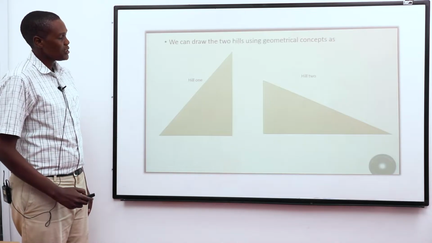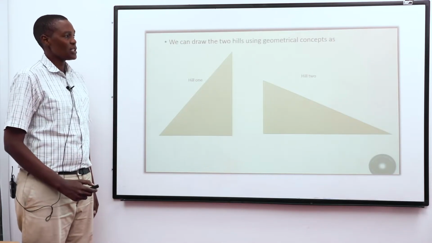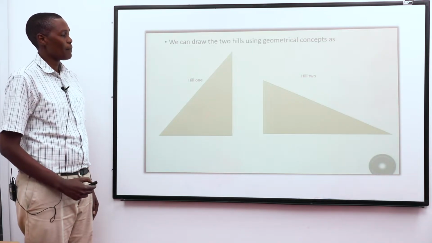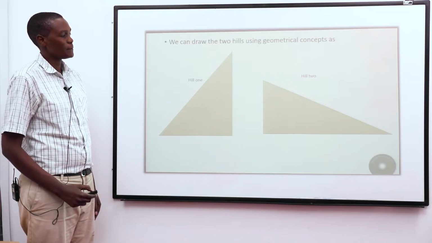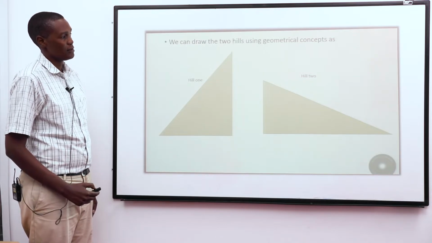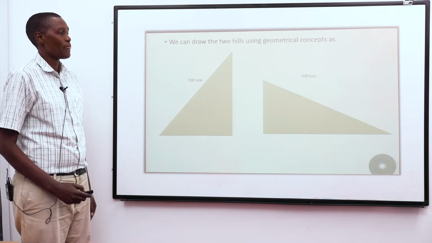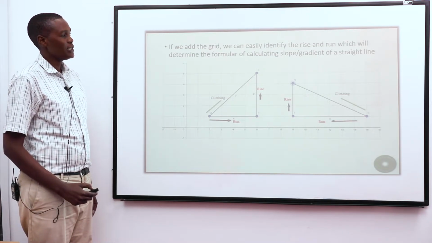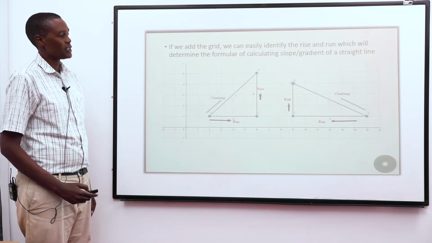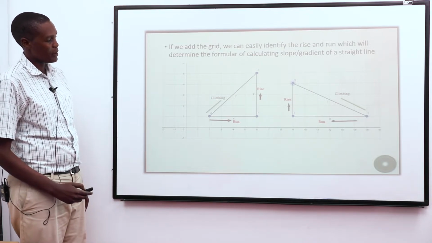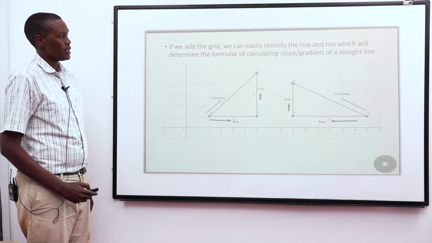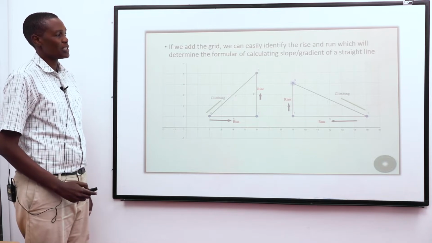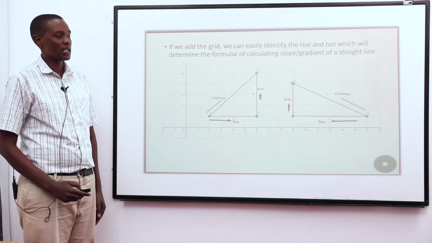We can sketch these hills using geometrical concepts. You can see hill 1 is here and hill 2 is here. This is just the sketch diagram of those two hills. And what if we add a grid? We can add the grid so that we can calculate the mathematical concepts, and we can easily identify the rise and run, which will determine the formula for calculating the slope or gradient of a straight line.